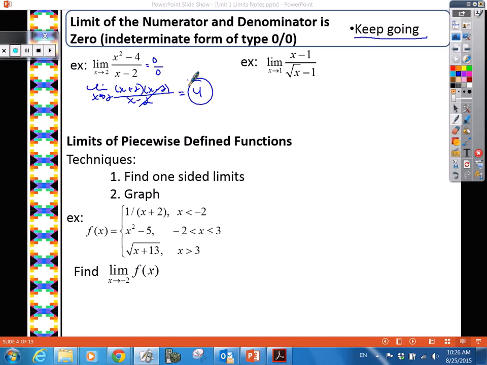All right, let's look at the next one. I'm going to substitute the 1 in. I get 1 minus 1, and that's 0. And I get the square root of 1 minus 1, which is 0.